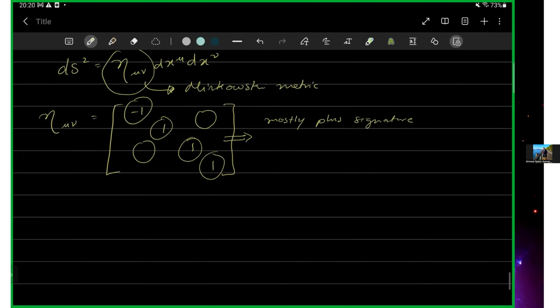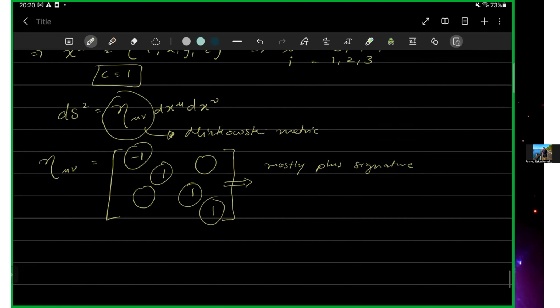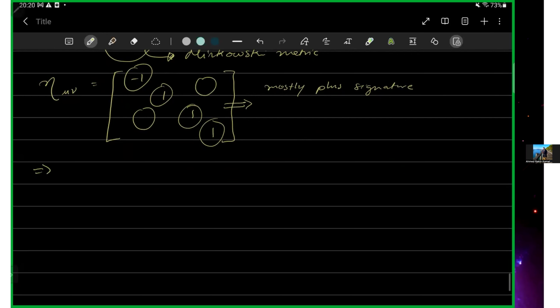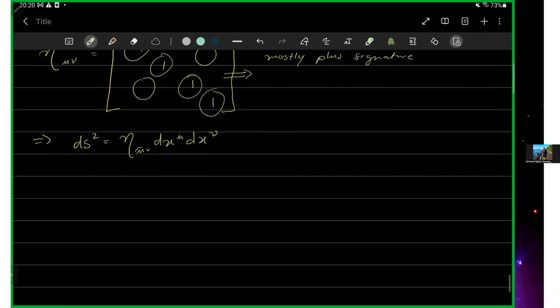Now we have the line element over here. Let me write this down again here for reference, because I want to talk about this line element a little bit more. The tensorial representation is as such: you can see that there are indices that are repeated upstairs and downstairs.